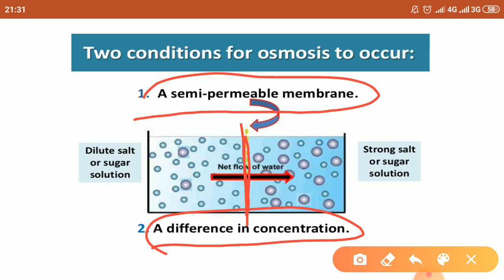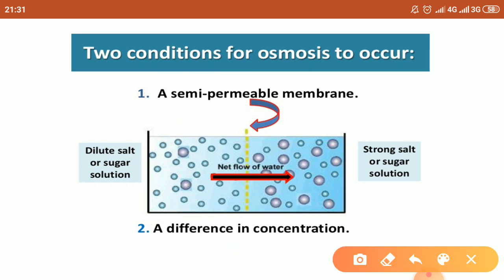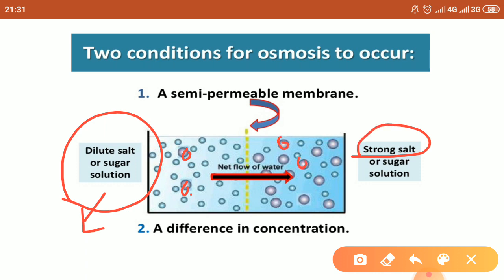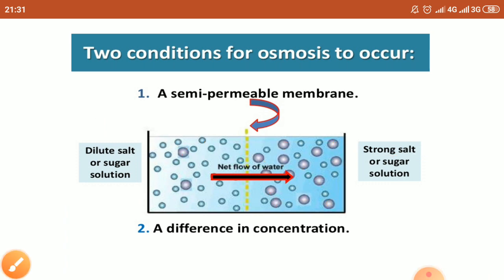Hope it would be clear. You can see in this particular slide, dilute sugar or salt solution. Dilute means where the amount of solute particles is less, and strong means highly concentrated, where the solute particles are more. As I have told you, what is going to flow now? Water. High concentration of water to low concentration. This is osmosis. Hope it would be clear to you.